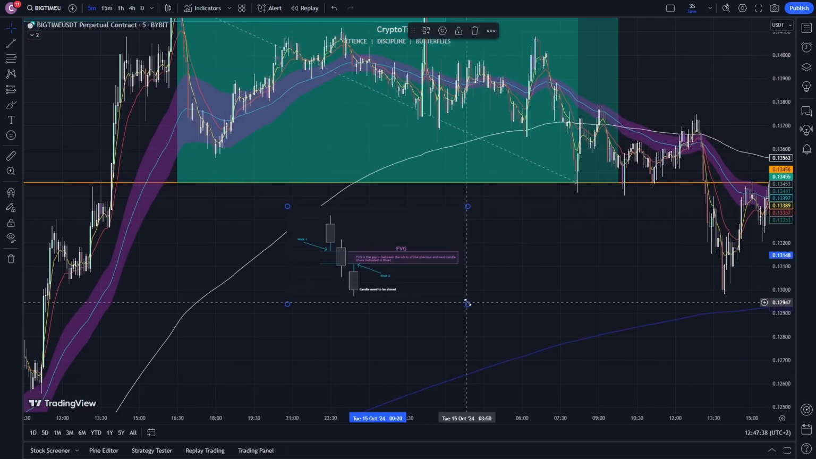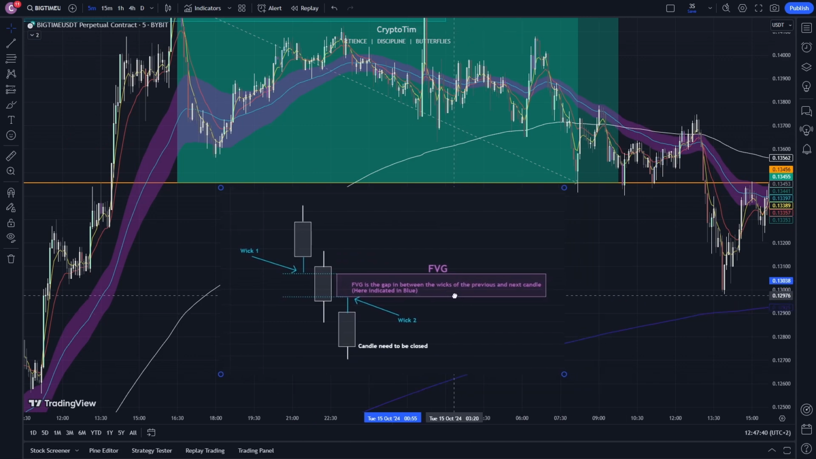So let me just display this image, show what's a fair value gap. It's this gap right here, so it's the gap in between the wick of the previous candle and the wick of the next candle. So if there's a gap in between these two wicks, then we can talk about a fair value gap. So what is a fair value gap?